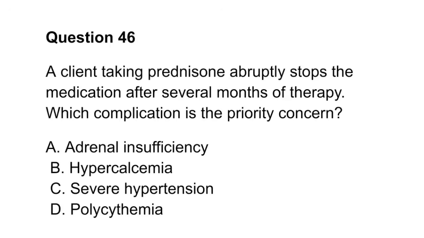Question 46. A client taking prednisone abruptly stops the medication after several months of therapy. Which complication is the priority concern? A. Adrenal insufficiency. B. Hypercalcemia. C. Severe hypertension. D. Polycythemia.